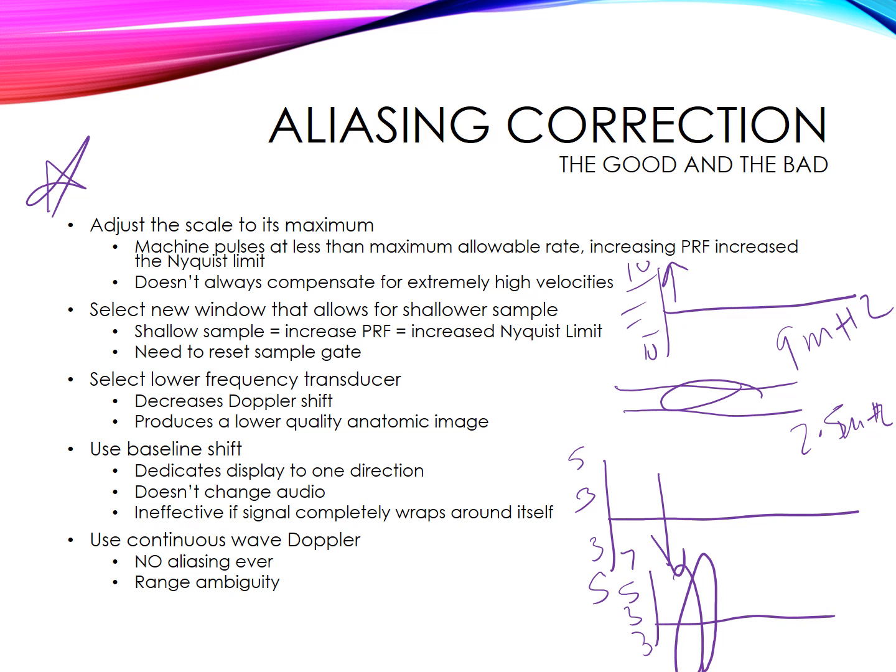Our last option then is to switch to continuous wave Doppler. There's never going to be any aliasing with it. The only problem is that we include range ambiguity and that we can't pick the spot that we want to sample from. So memorize these 5 ways of correcting aliasing.